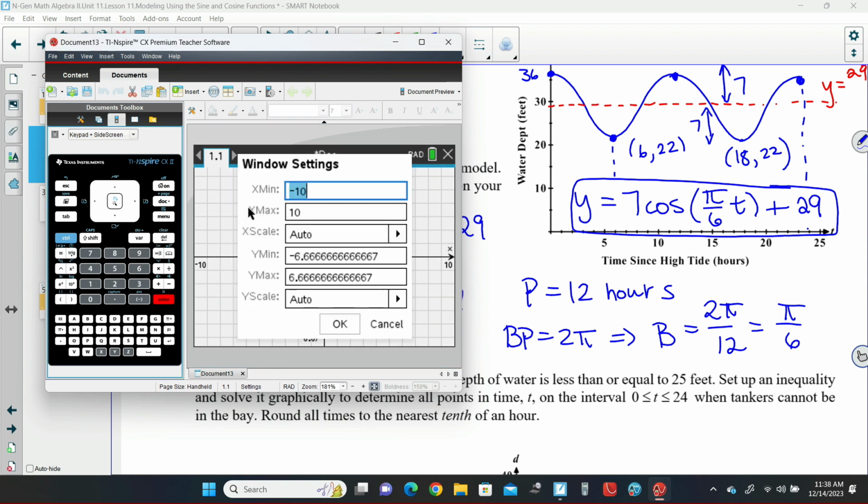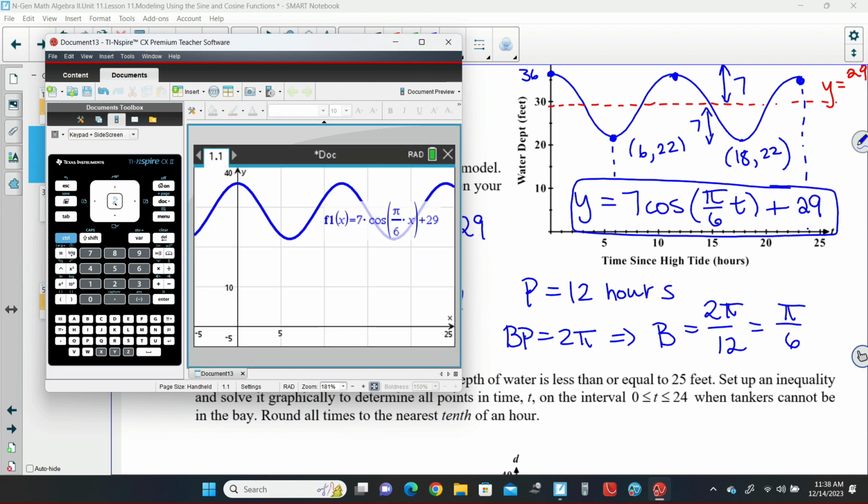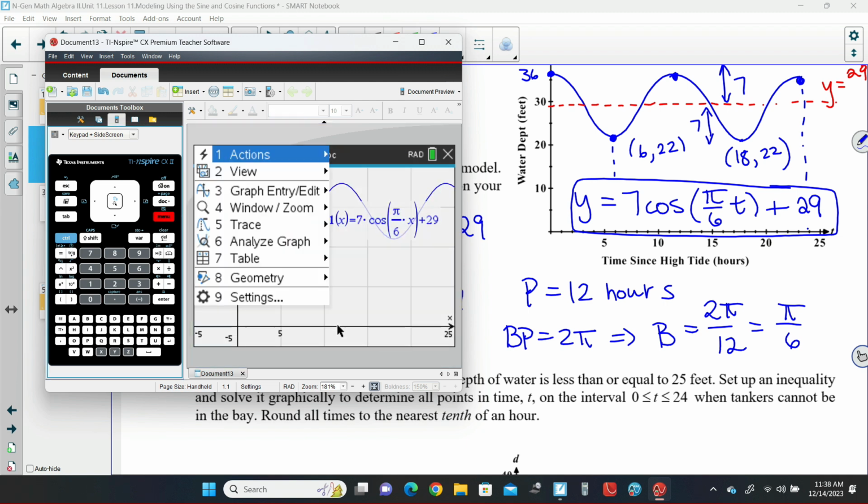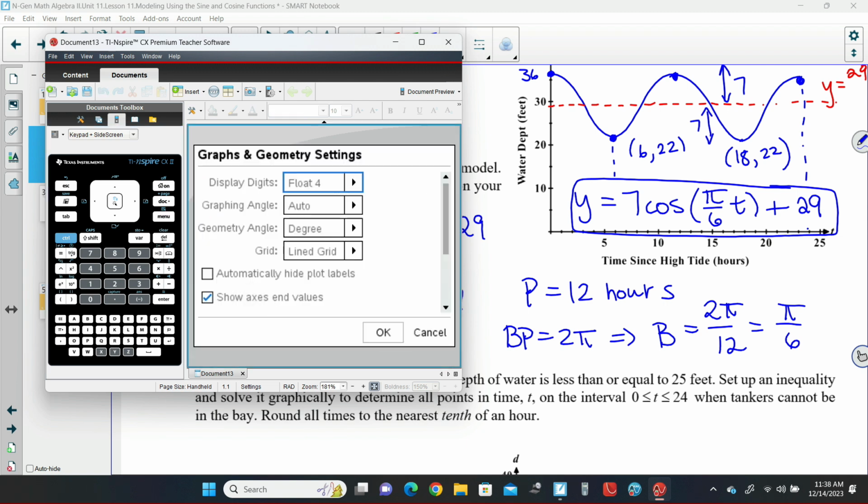Window settings, I'm going to give myself just a little bit negative on the x-axis. We've talked about that before. And maybe I'll have my x scale by 5. My minimum, I'll put a little bit minimum there too. And what was that y scale? Let's go up to 40, and maybe make that go by tens. And I think I'm going to actually get rid of the grid at this point. I don't think I really want that on there.